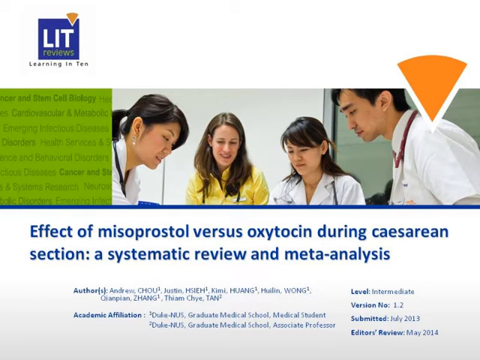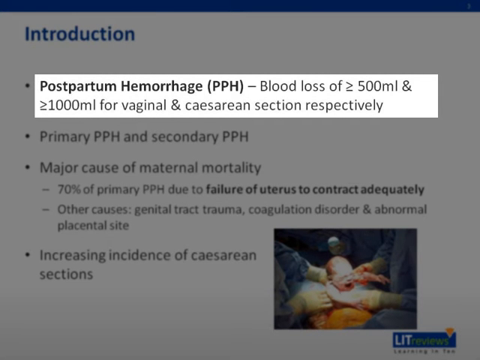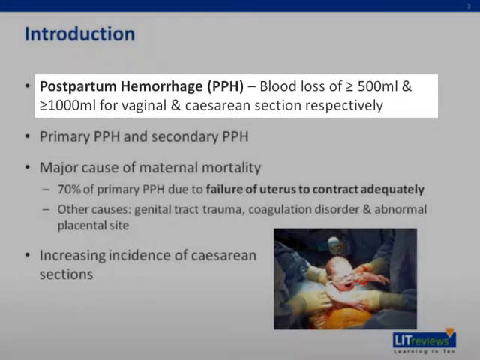Today we will be discussing a systemic review and meta-analysis comparing the effects of misoprostol versus oxytocin in cesarean section. With the increasing incidence of cesarean sections, there is an increasing concern for the complications of cesarean sections, such as postpartum hemorrhage. Postpartum hemorrhage is defined as a blood loss of greater than 500 mL in normal vaginal delivery and greater than 1,000 mL in cesarean section.